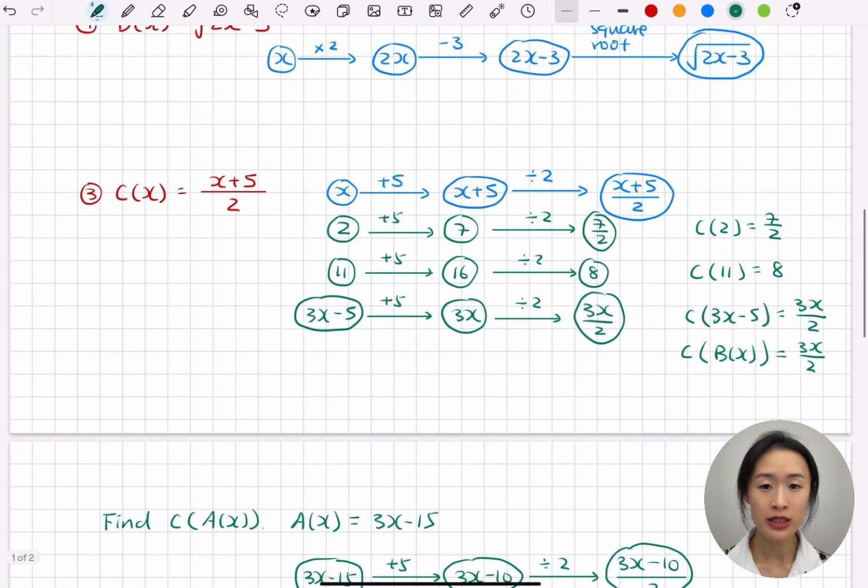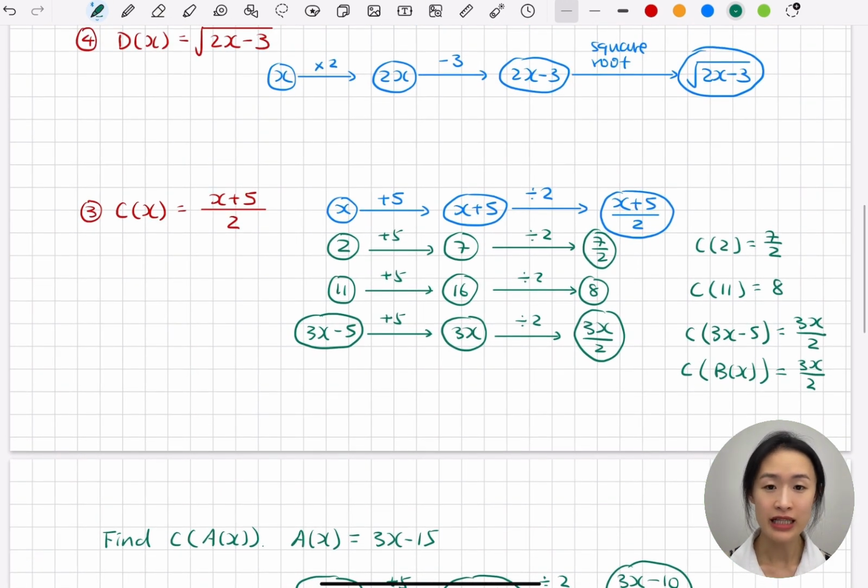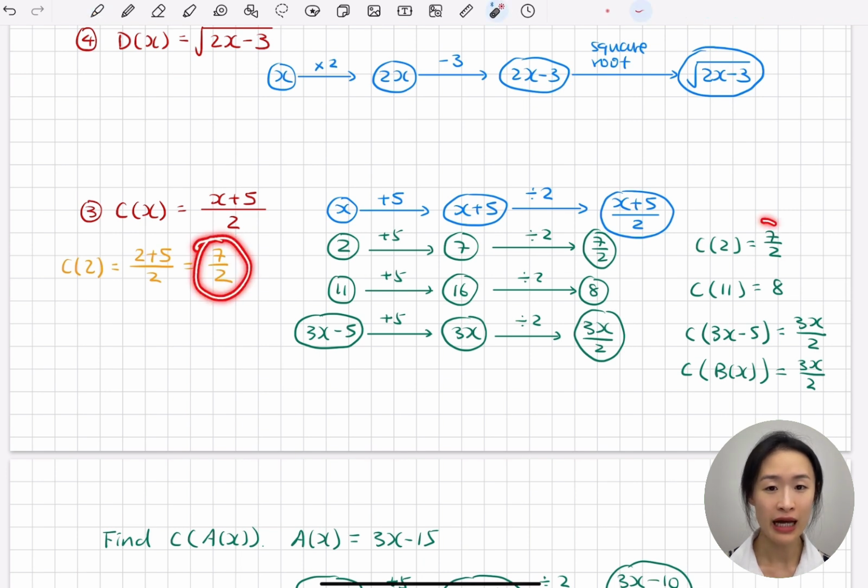So now let's go back to function C. Now C(x) is (x plus 5) over 2. If I replace that x with 2, C(2) is going to be (2 plus 5) over 2, and that's 7 over 2. It is the same as before when we worked it out using the function machine diagram. Let's check a few, making sure we're happy with this. What if my input is 11? C(11) is going to be (11 plus 5) over 2, and that gives me 8 as my output, which is the same as before.